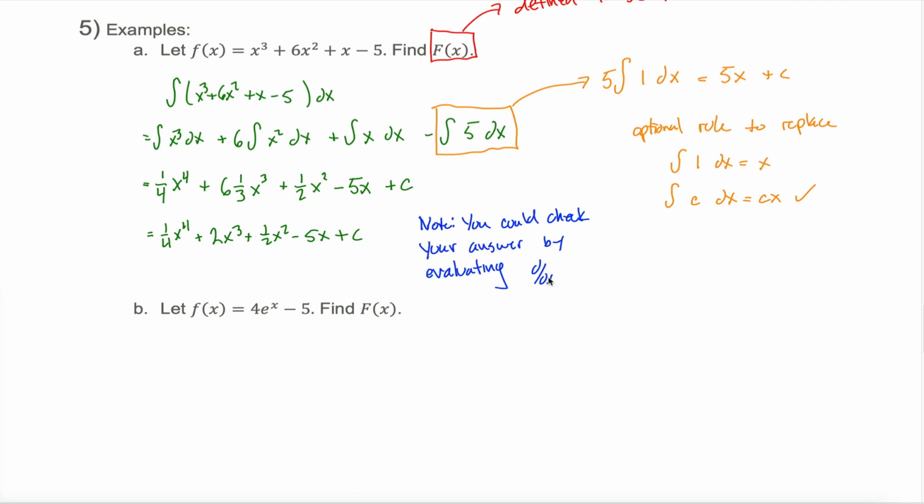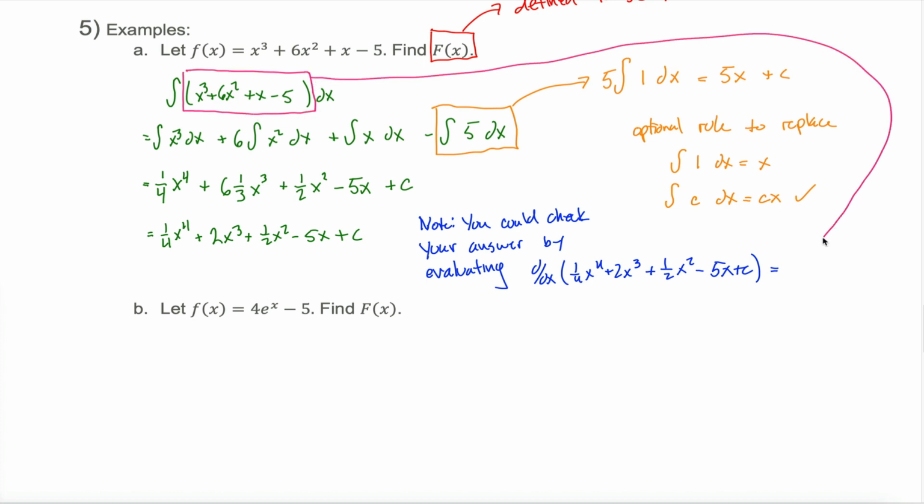You take the derivative of that answer, 1/4 x to the fourth plus 2x cubed plus 1/2 x squared minus 5x plus c, and make sure that you get back this thing in here that we're taking the antiderivative of. It's a little bit annoying for me to keep saying this thing right here that we're taking the antiderivative of. Turns out that does have a name. It's what's called the integrand. The entire thing is the integral. The expression we're taking the integral of is called the integrand. You don't really need that vocabulary, but just FYI.